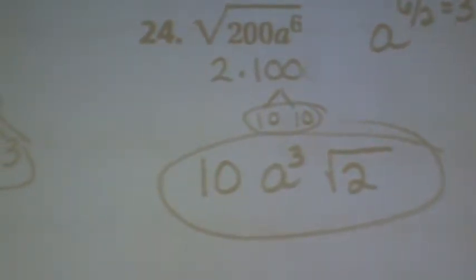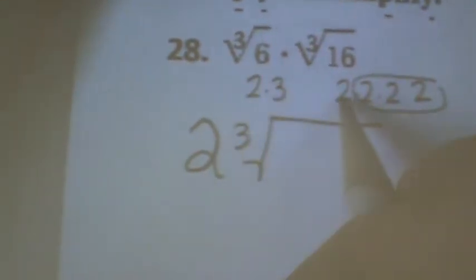Last 6 problems. The indexes are the same. 2 times 2 is 4, times 2 is 8, times 2 is 16. We're looking for 3 of a kind. There's 3 of them. So the answer is 2 times the cube root of, we got to put these 3 together, 2 times 2 is 4, times 3 is 12.